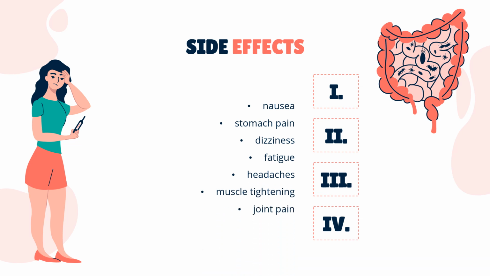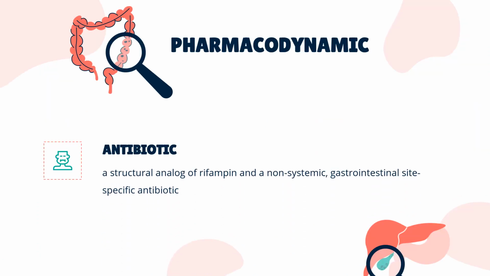Side effects. The most common side effects include nausea, stomach pain, dizziness, fatigue, headaches, muscle tightening, and joint pain. It may also cause red discoloration of urine. The most serious side effects of rifaximin are Clostridium difficile-associated diarrhea, CDAD, drug-resistant bacterial superinfection, severe allergic reactions including hives, rashes, and itching.